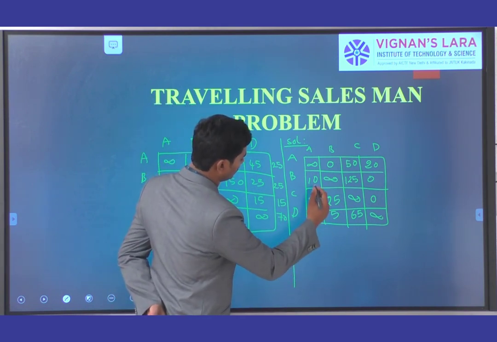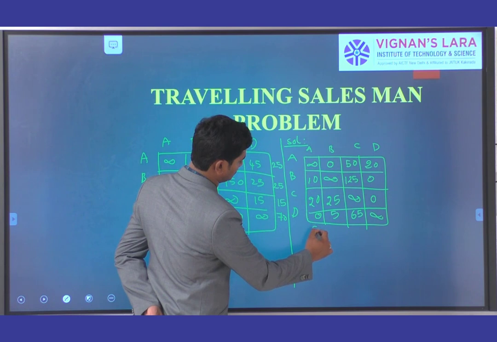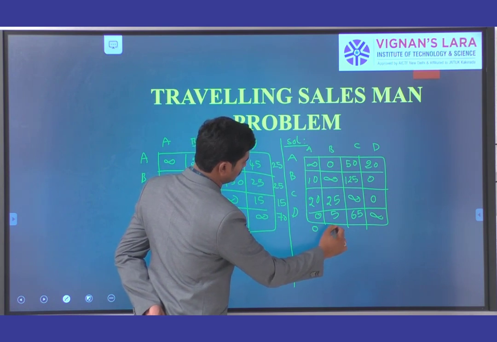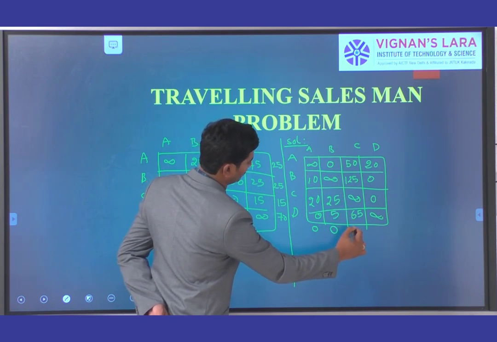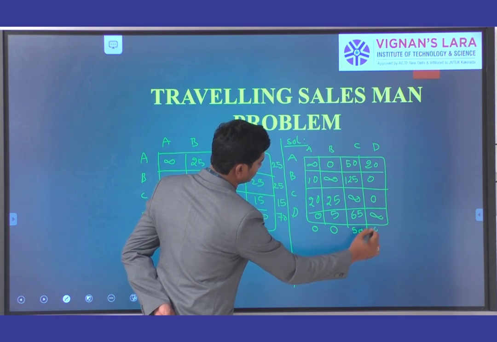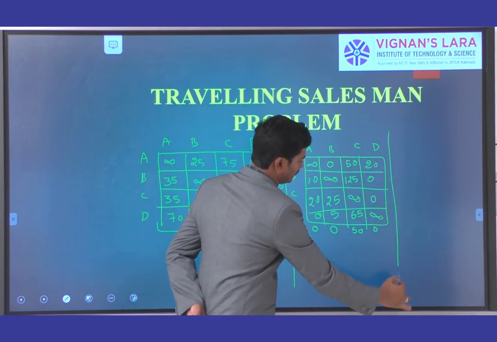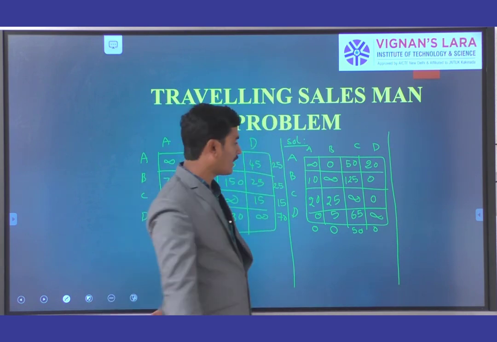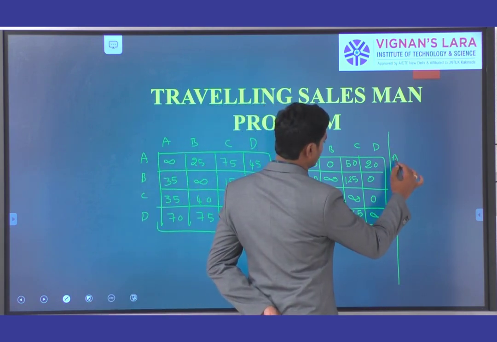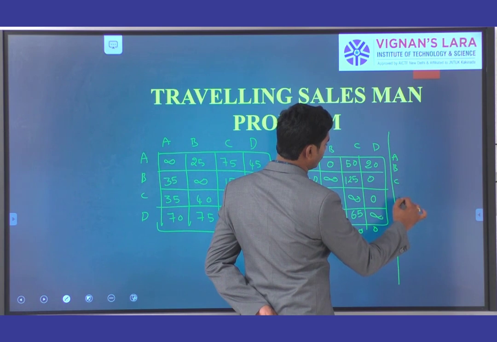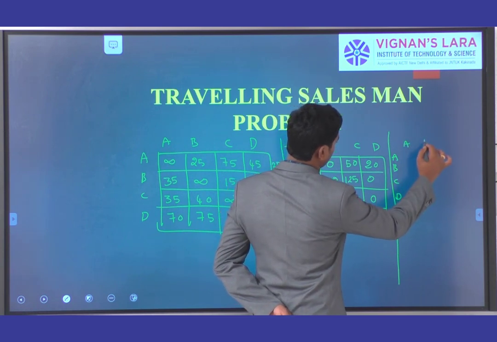By taking the minimum value, what is the minimum value here? The minimum value is 0. Here also we have 0, and here the minimum value is 50. Here the minimum value is 0. Now I am going to calculate the column reduction values. I am going to do the column reduction here.